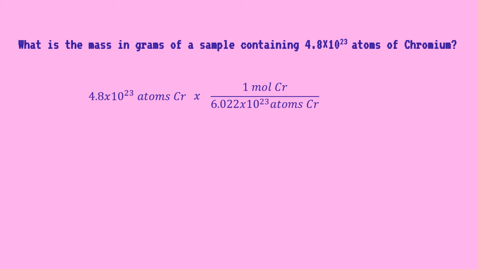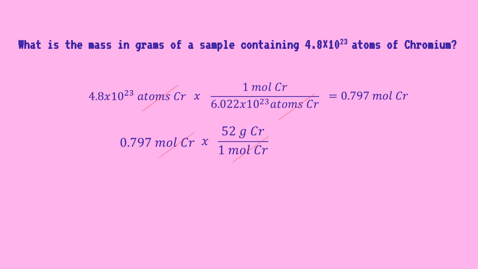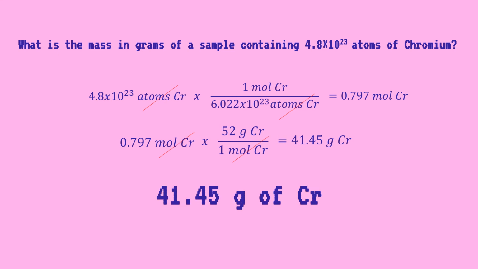We'll now cancel the unit atoms, and what we're left with are moles of chromium. Then, the moles of chromium, we multiply it by the molar mass, and the molar mass of chromium is 52 grams. And in 1 mole of chromium, we can find 52 grams of chromium. So then we can cancel the unit mole, and what we're left with is grams of chromium. So the final answer is 41.45 grams of chromium.